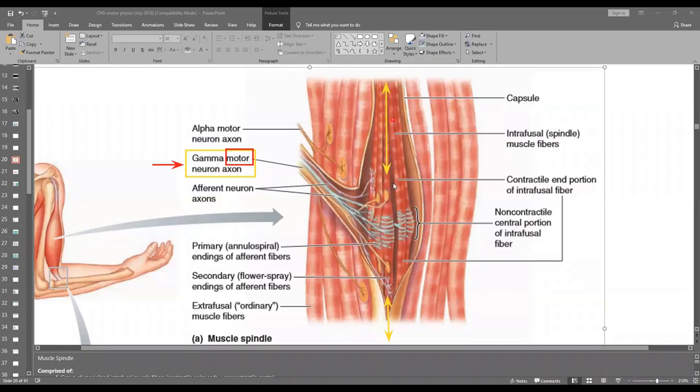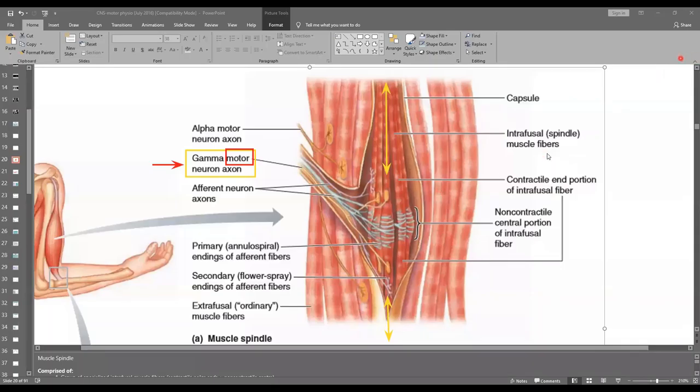So when you contract this element here, tell me what should happen to the central portion of the muscle spindle. If I were to contract these polar ends of this spindle structure, what should happen to the non-contractile center of the spindle? Good. Why would it bulge? It won't bulge. It would stretch. Well done. Well done, guys. This is a pretty neat understanding of what this thing is.